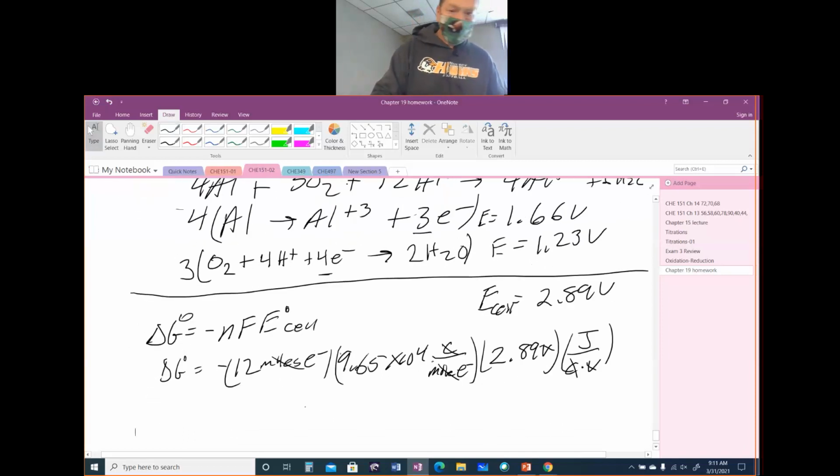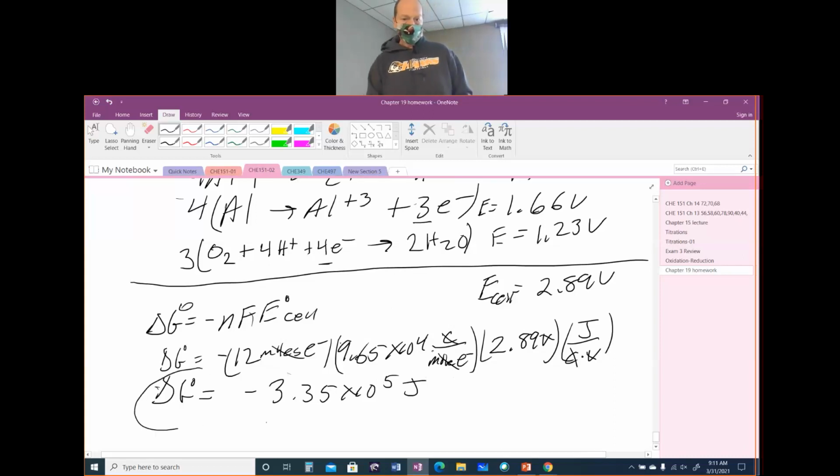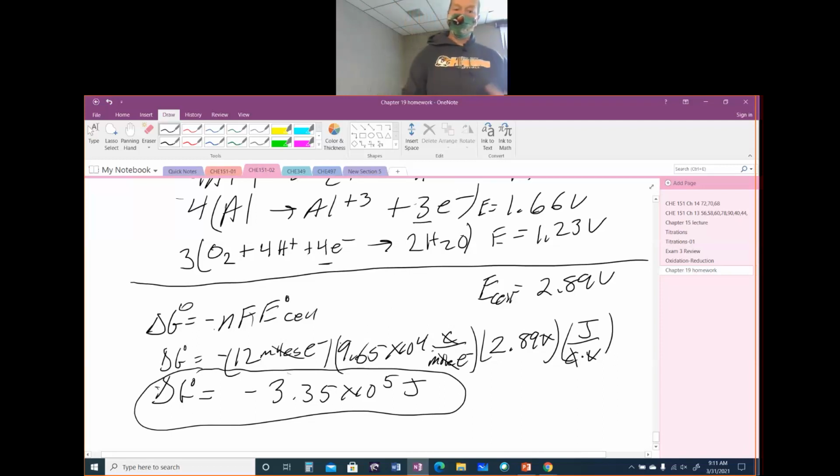All right, and so when you push the buttons on your calculator, you get your delta G is equal to negative 3.35 times 10 to the 5th joules. All right, so that would be the same answer if they asked for work max. Your delta G is also equal to work max.